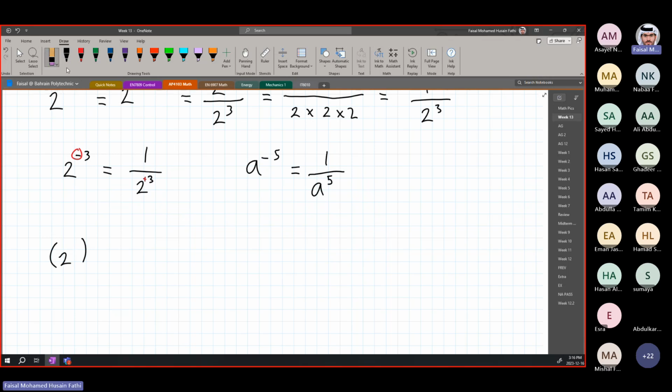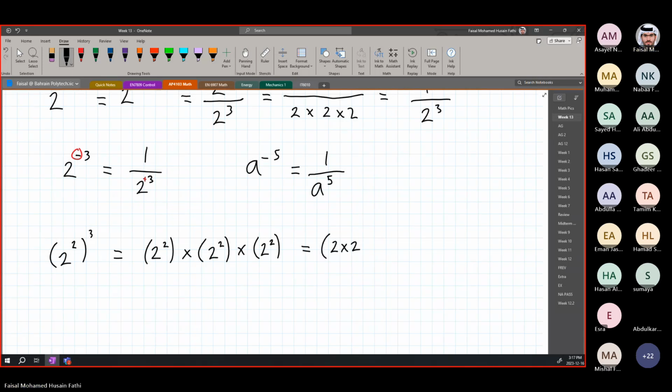Let's move on to 2 to the power of 2, all to the power of 3. If we rewrite this, this is simply saying 2 to the power of 2 times 2 to the power of 2 times 2 to the power of 2. Right? If we want to make it even more direct, we can say it is 2 times 2 times 2 times 2 times 2 times 2.